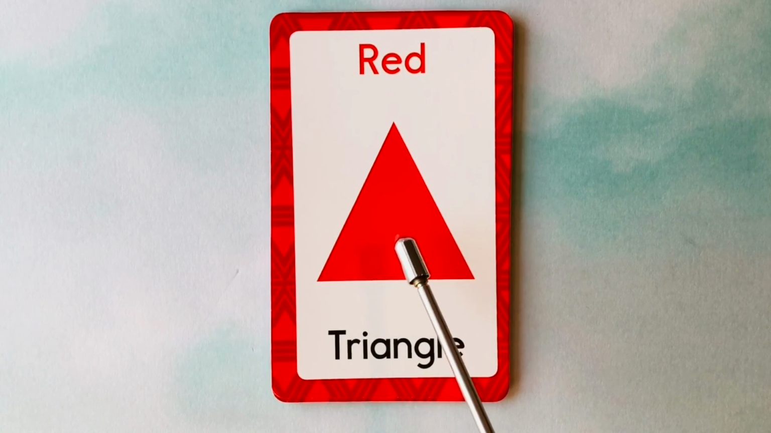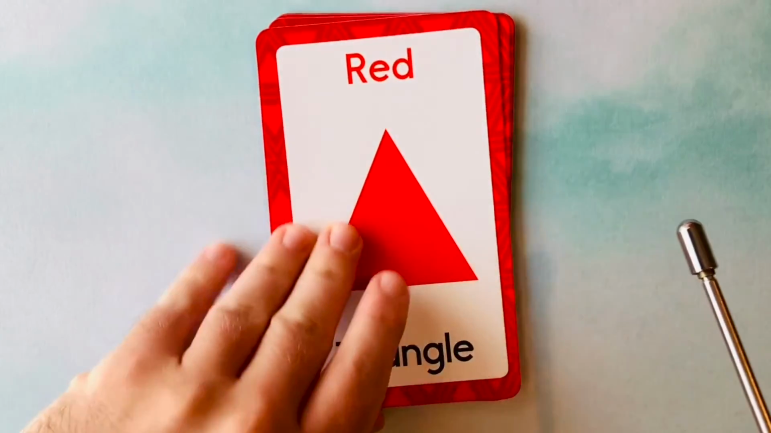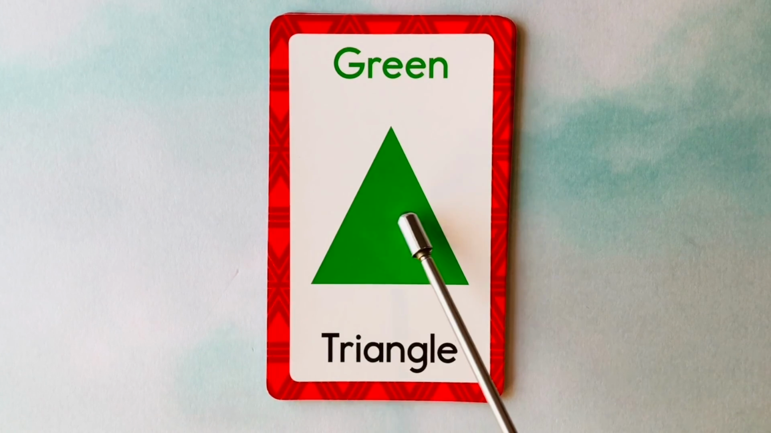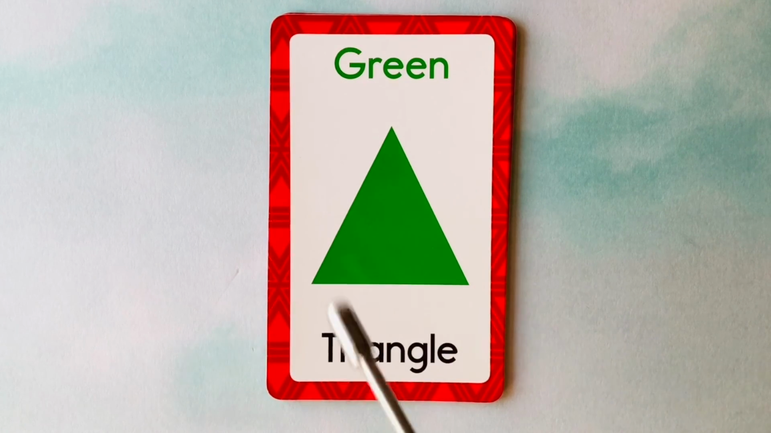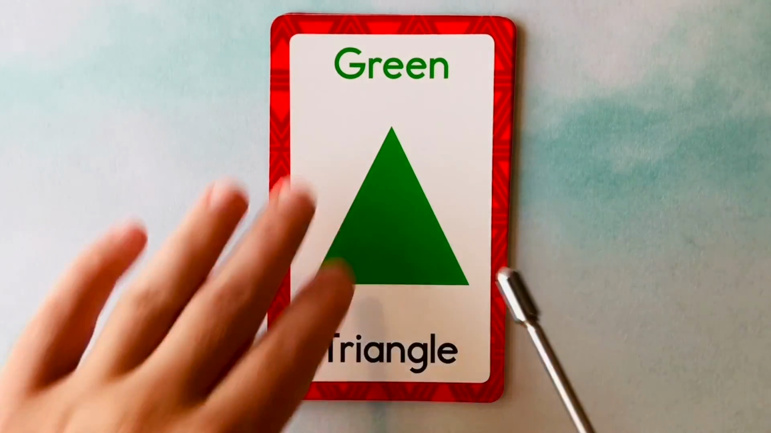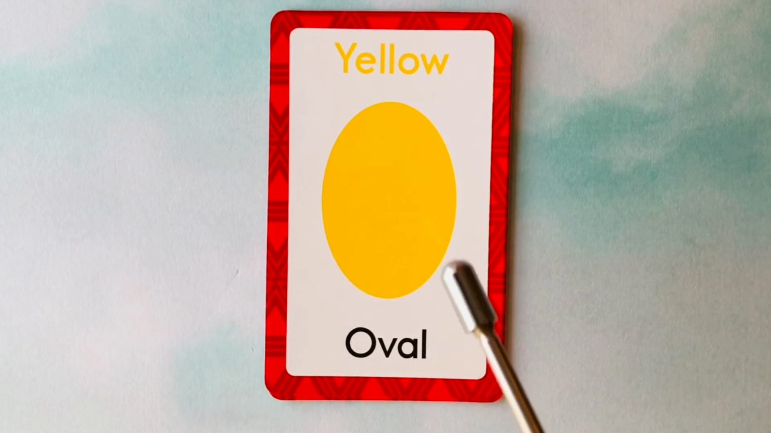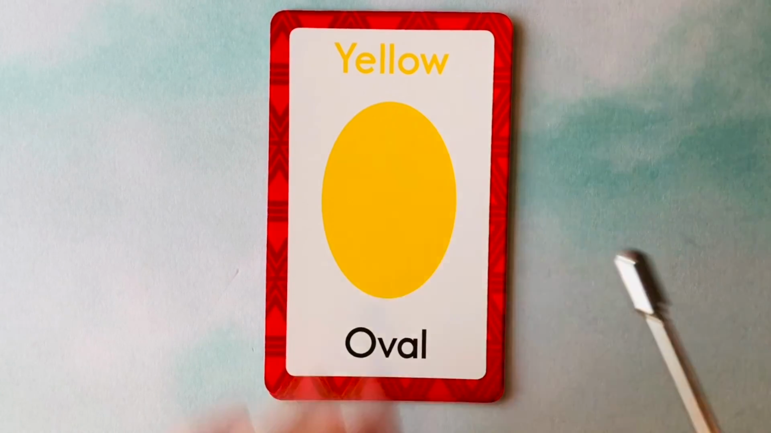This is a triangle. What color is this triangle? It's a red triangle. This is also a triangle. What color is this triangle? It's a green triangle. This is an oval. What color is this oval? It's a yellow oval.